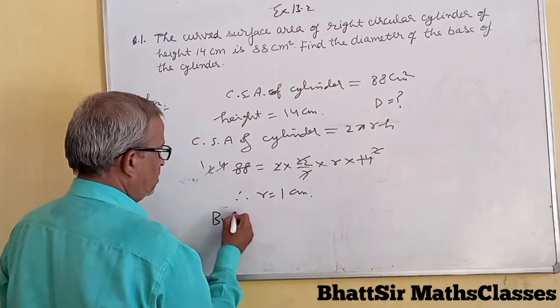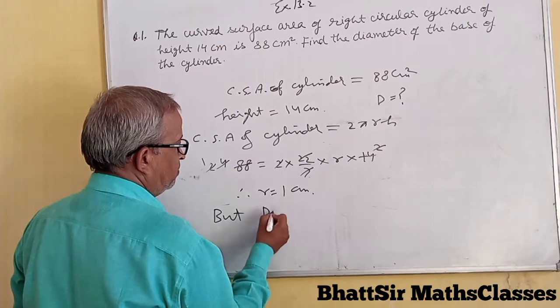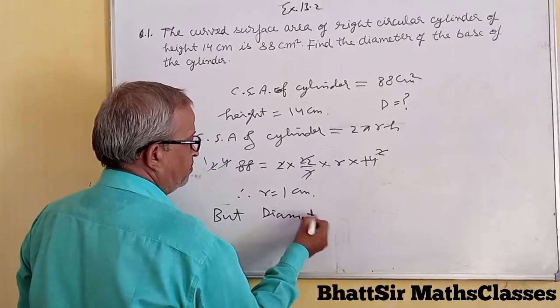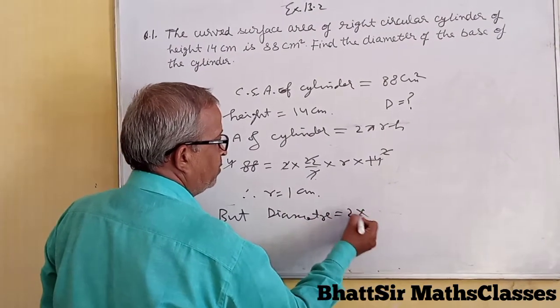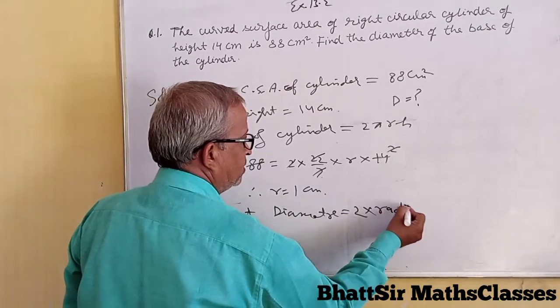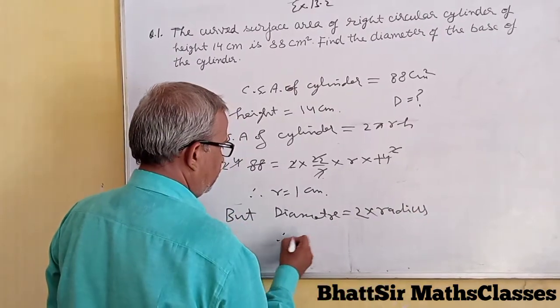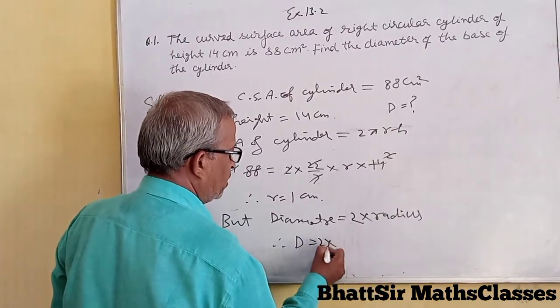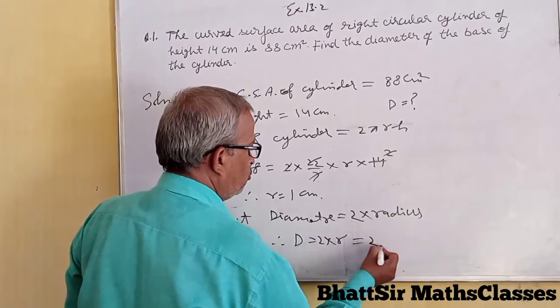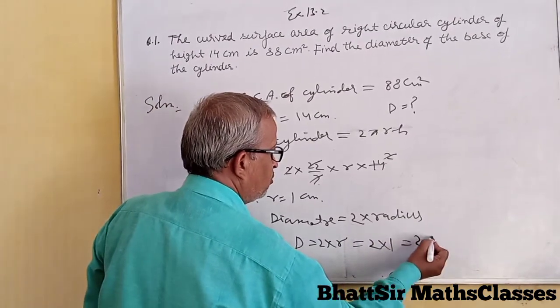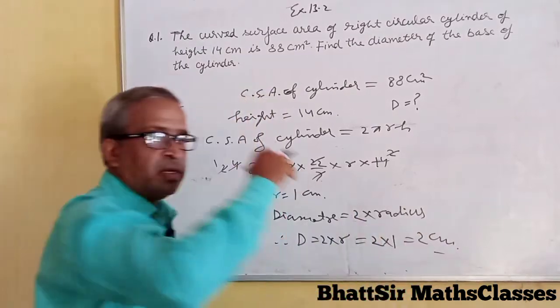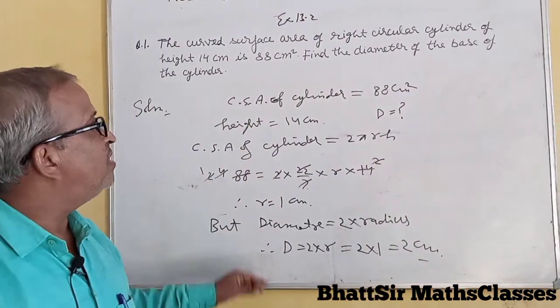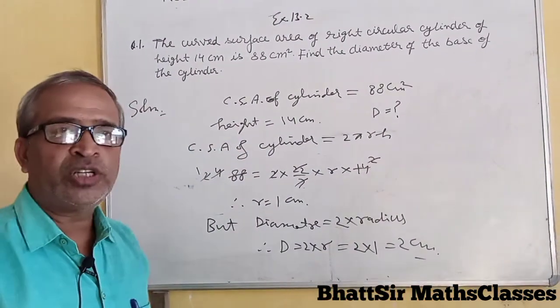But diameter is 2 multiply radius. Therefore D equals 2 multiply r equals 2 multiply 1 equals 2 centimeter. So it is the answer of this question number 1.